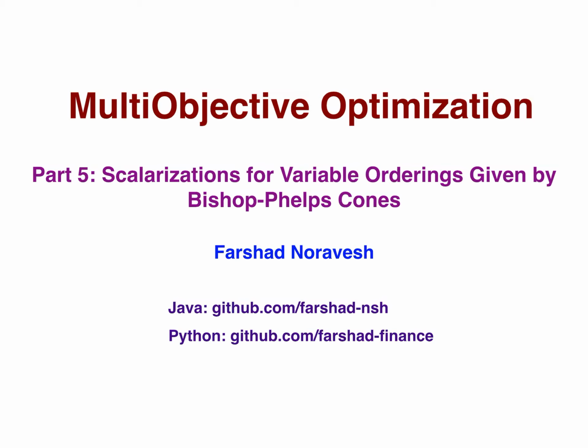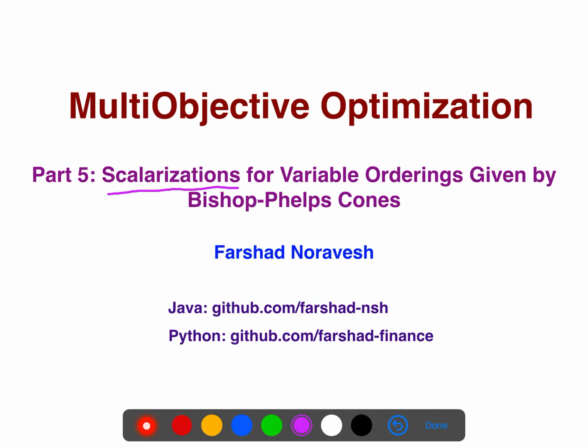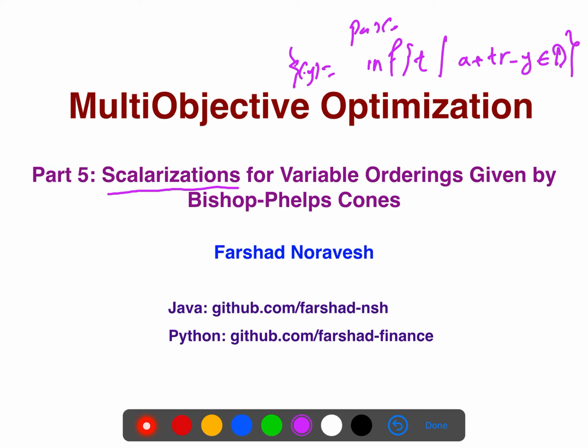Okay, so in my previous lecture, I talked about scalarization in general, and the type of functional that I used was the Gerstewitz functional, which is related to the problem of Pascoletti-Serafini. The functional was, for example, psi equal to the infimum of all t where a plus t r minus y is inside the cone, for any y inside the objective space.